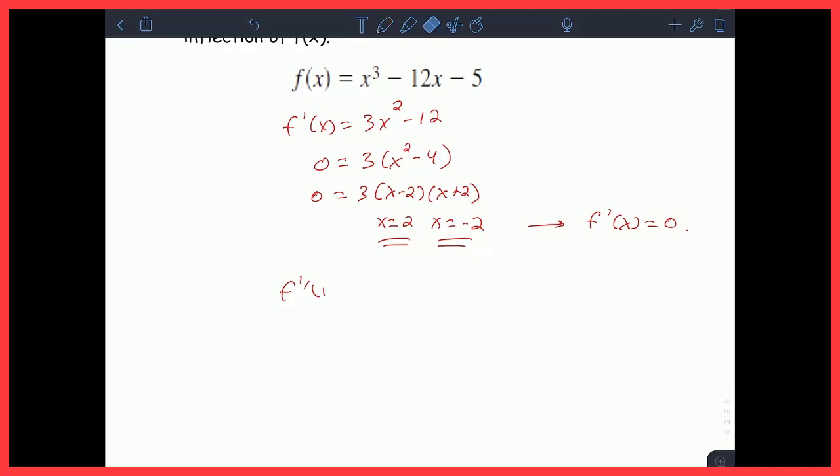Oh, I'm not sure what I was going for there, but it didn't work for me. So we'll put the x back in there. The second derivative, I'm just going to differentiate this. There's no need to differentiate the factored form. 3 times 2 is 6x, and the derivative of negative 12 is, of course, 0. So this is the second derivative.